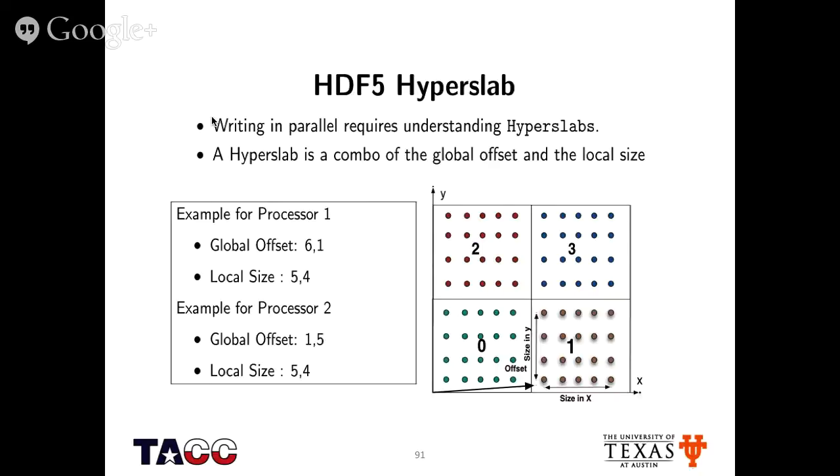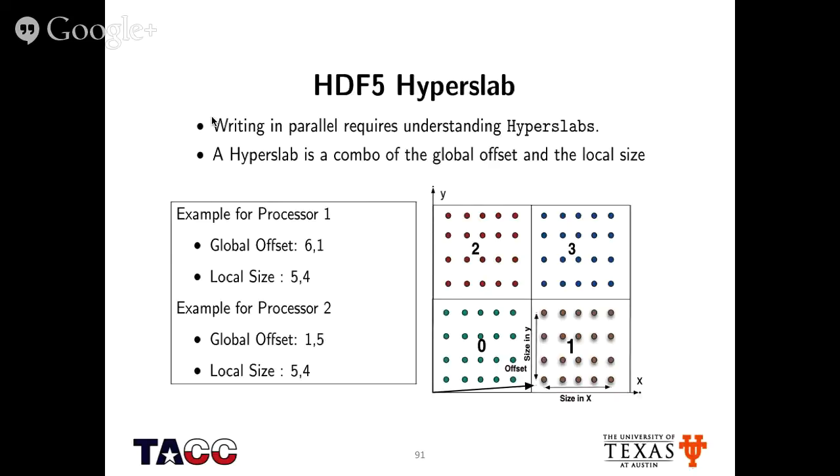So in a 2-dimensional example, I've got 2 numbers which tell me what the offset of my local domain is from the origin. So in this case, for processor 1, it's got a global offset in Fortran numbering starting with 1. I'm going 6 points to the left and 1 point up. That's my global offset, and the size is 5 by 4. Okay? For processor 2, I have 1 to the left and 5 up, and again the size is 5 by 4, x then y. Okay?